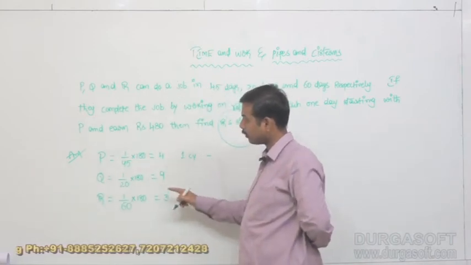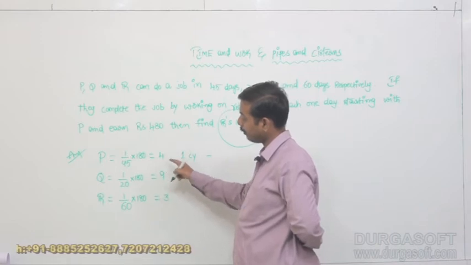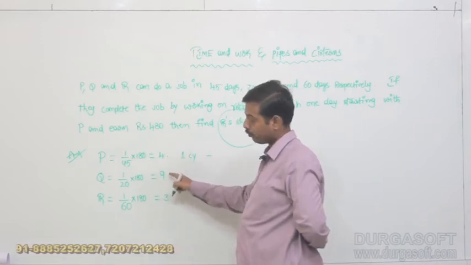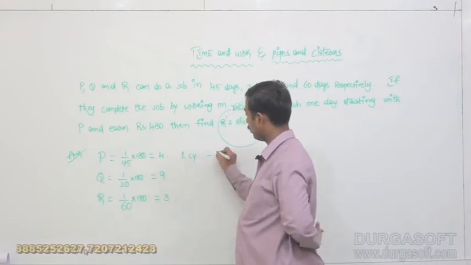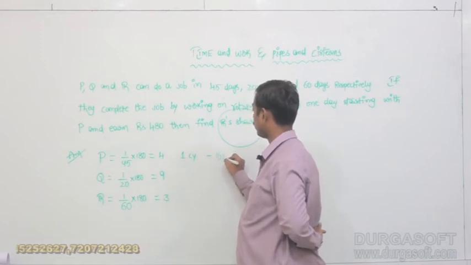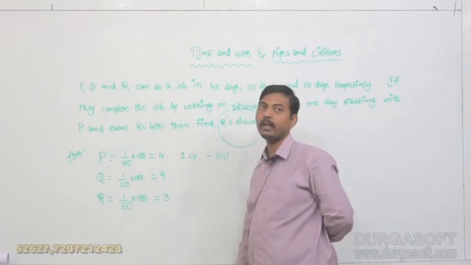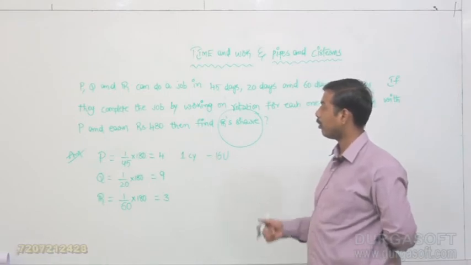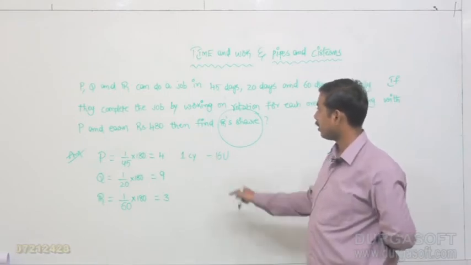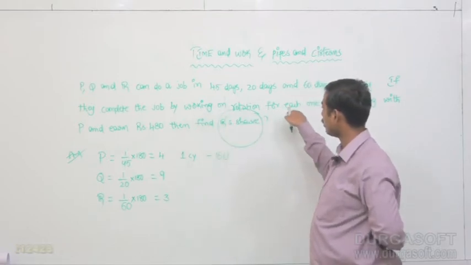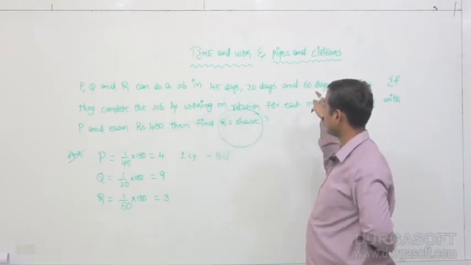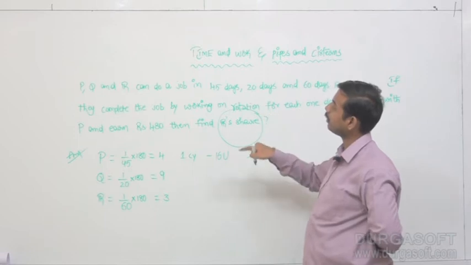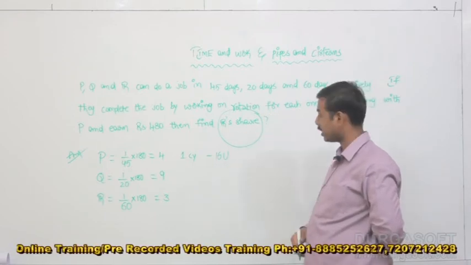4 plus 9 plus 3. 4 plus 9 is 13, 13 plus 3 is 16. In one cycle, 16 units of work are completed if these 3 people are working on alternate days. Working in rotation for 1 day each means these 3 people are working on an alternate-days basis. That is the meaning here.